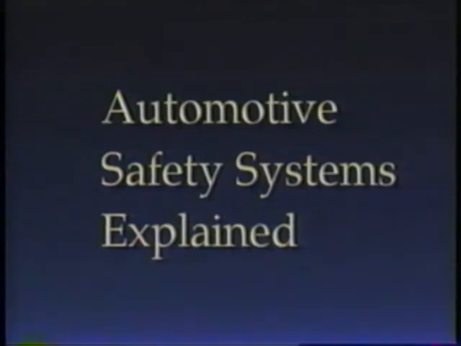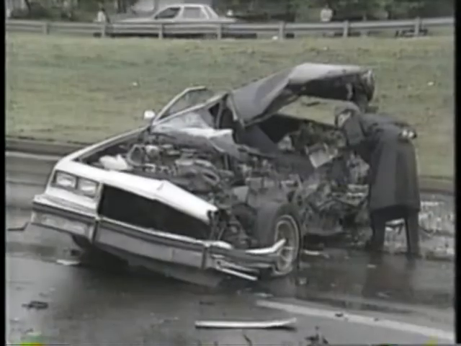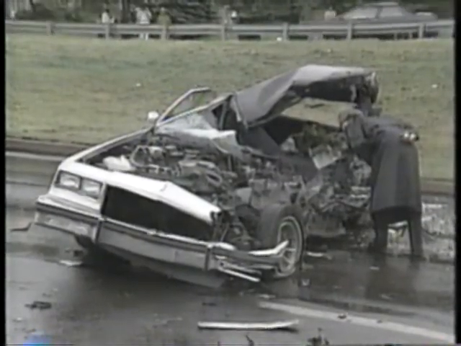Automotive Safety Systems Explained. Passive Safety Systems. While many features are built into vehicles to help avoid accidents, they cannot be prevented entirely. Because of this, much emphasis has been placed on the protection of occupants in the event of a crash.